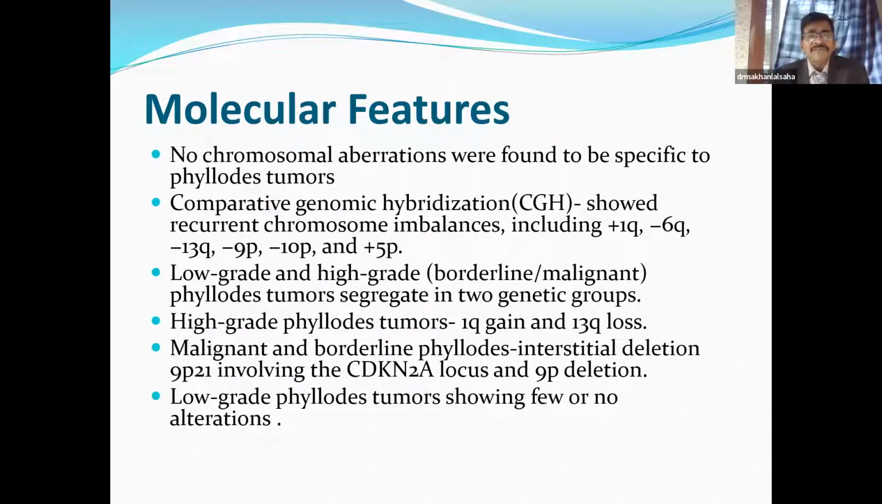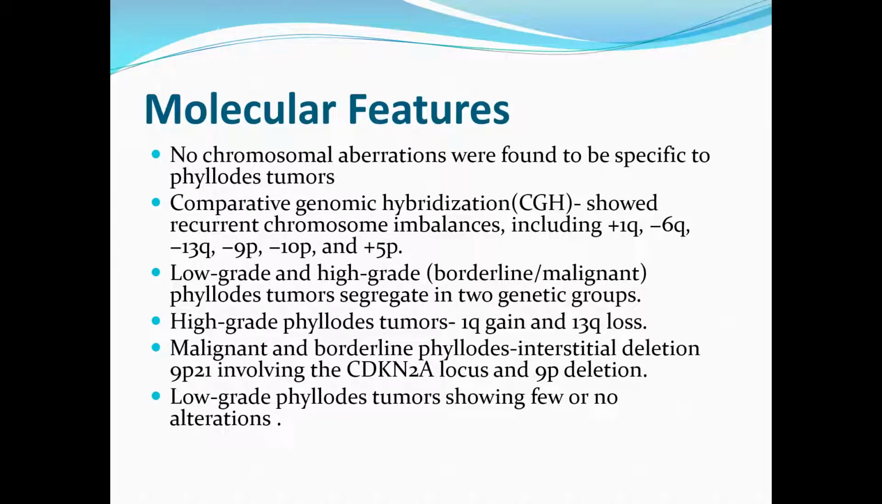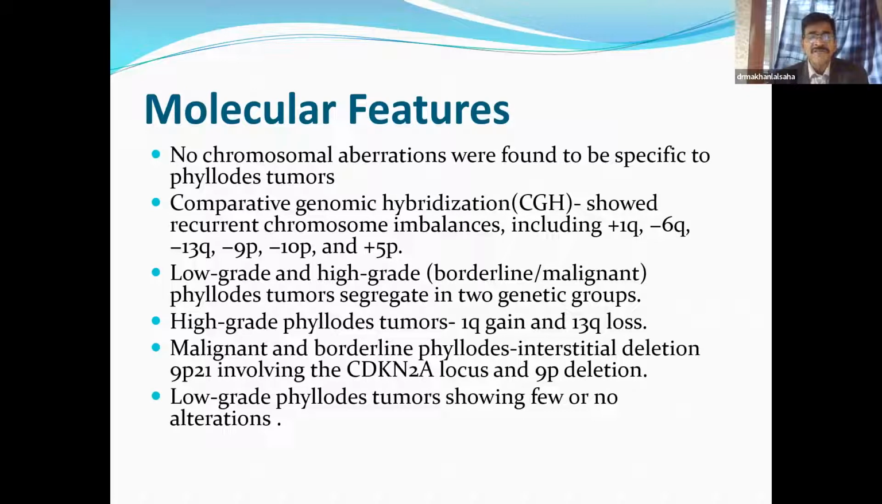As for the important molecular features, no chromosomal aberrations have been found specific to a particular Phyllodes tumor. Some changes in genetic makeup in 1q, 6q, 13q, 9p, 10p and 5p have been reported. These are not very important in benign Phyllodes tumors, but in low-grade and high-grade, borderline and malignant Phyllodes tumors, they segregate into two genetic groups. In high-grade Phyllodes tumor, there is 1q gain and 13q loss in the chromosomal domain. In malignant and borderline Phyllodes tumor, there is interstitial deletion of 9p21 involving the CDKN2A locus and 9p deletion.